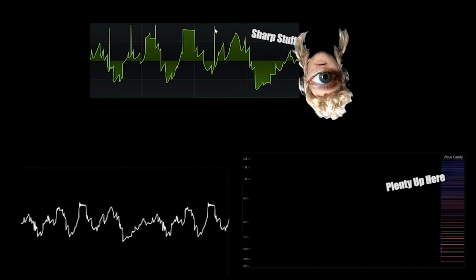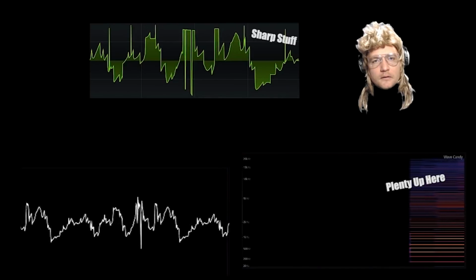Let's see what happens when I draw a really crazy wave that's changing a lot. A really, really hyperactive wave, jumping around everywhere. Here, there, up, down, everywhere.